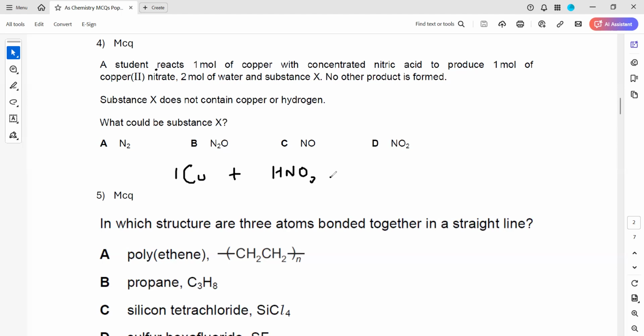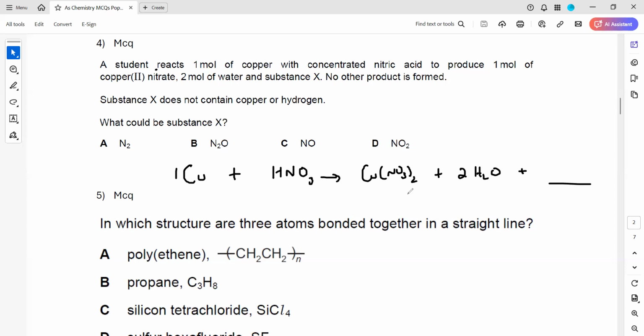Copper reacted with nitric acid, HNO3, to produce 1 mole of copper(II) nitrate, so Cu(NO3)2 will be there, plus 2 moles of water. So H2O will be there. How many moles of them? 2 moles. Plus another substance we don't know. So what could be substance X?